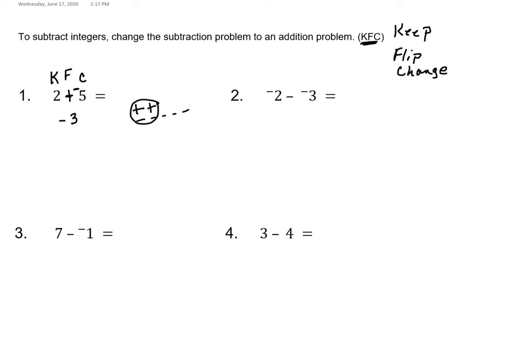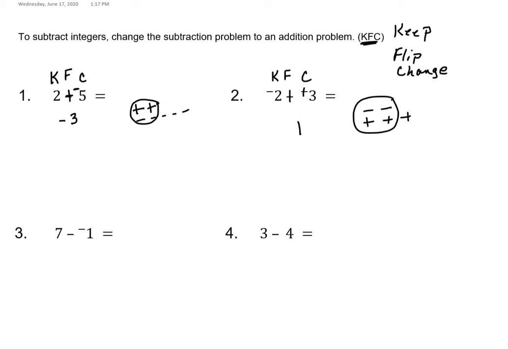Problem 2, I have -2 minus -3, so again, I'm going to use the KFC thing to help me solve this problem. I'm going to keep the first number the same, flip from subtraction to addition, and change the sign of the last number. So I'm changing from -3 to +3, so -2 plus 3, 2 negatives, and 3 positives. So now I can pair up those 2 negatives with 2 of the positives. I have 1 positive left over, so my answer is +1.